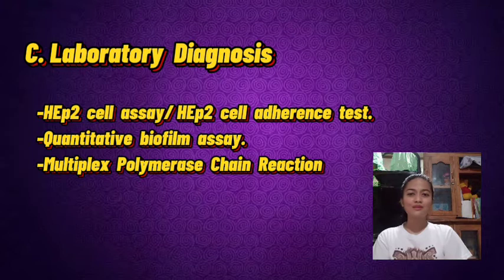It would be easy to visualize through 0.5% crystal violet or Giemsa. Also, it can be detected by multiplex polymerase chain reaction as a confirmatory method.